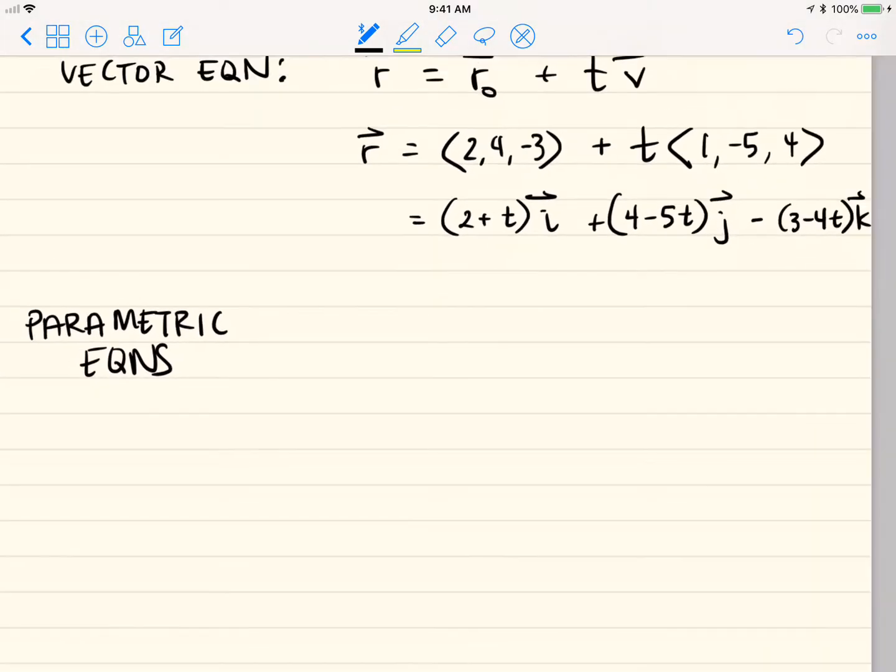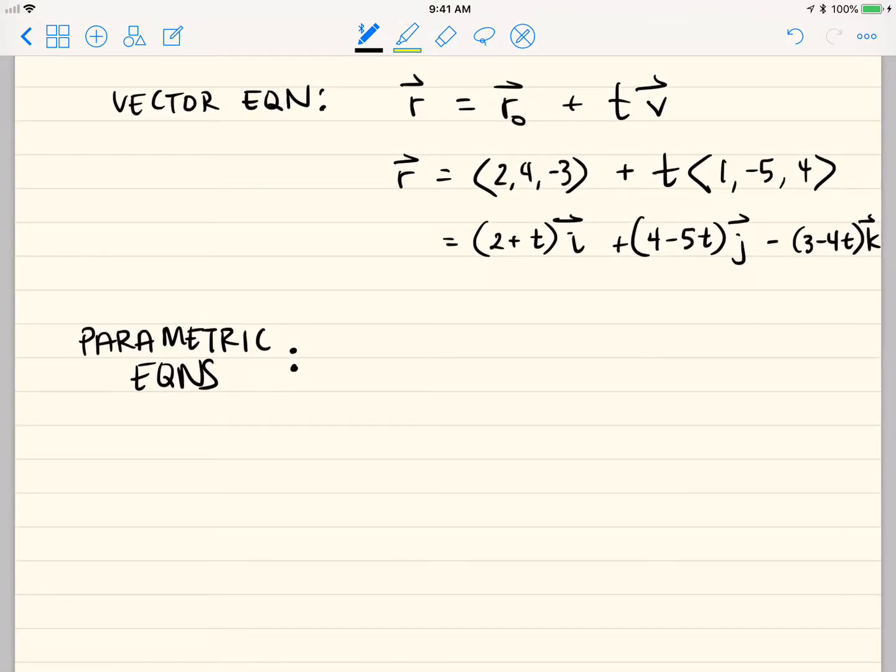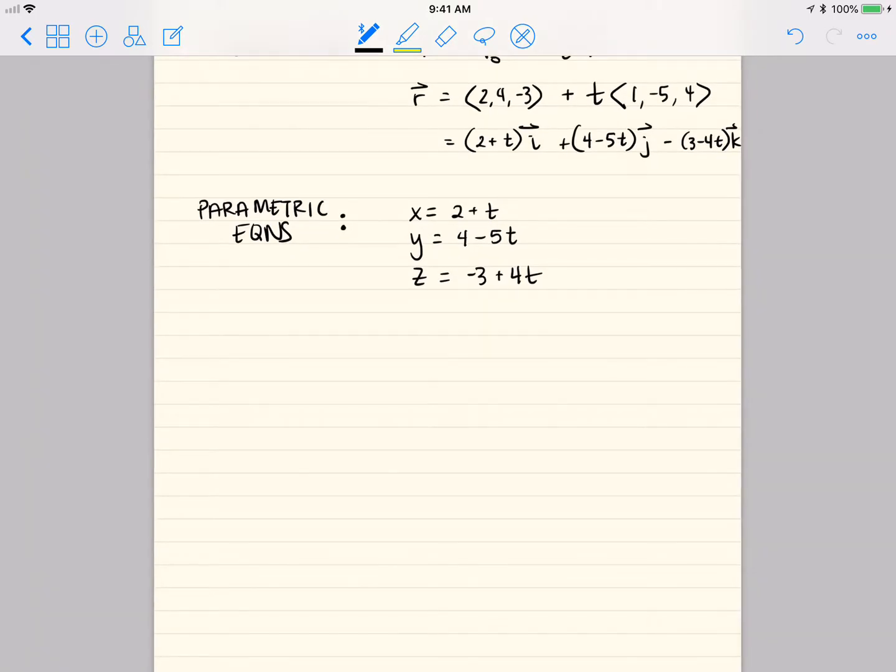So for our parametric equations, it's really easy to do that once we've written our vector equation in component form. So we'll just have x equals 2 plus t, y equals 4 minus 5t, and z equals negative 3 plus 4t. Okay. And then lastly, we want the symmetric equations.